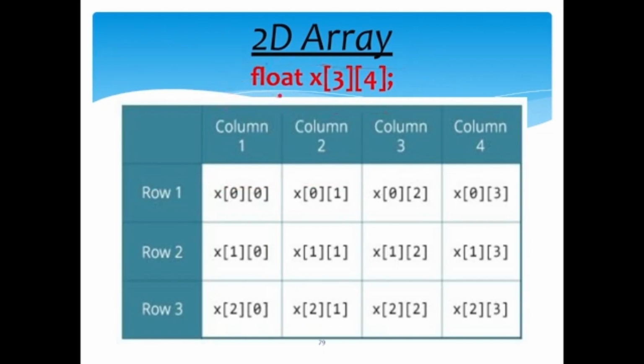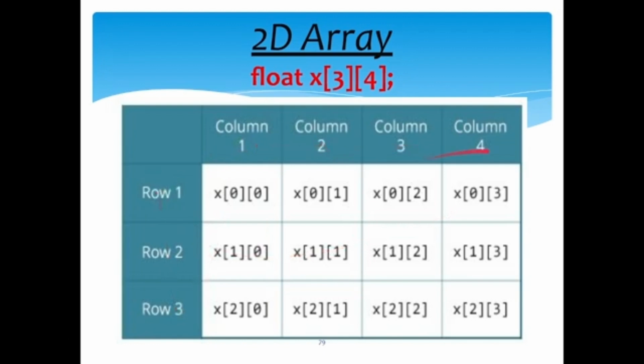I have just taken a data type float. Float x. X is my name of the 2D array, and 3. The first one represents the rows, 3 rows, and 4 represents the columns, 4 columns. So you can check how each column has its value. X of 0 0, 0 1, 0 2, 0 3. This indicates 0 1 2 3.